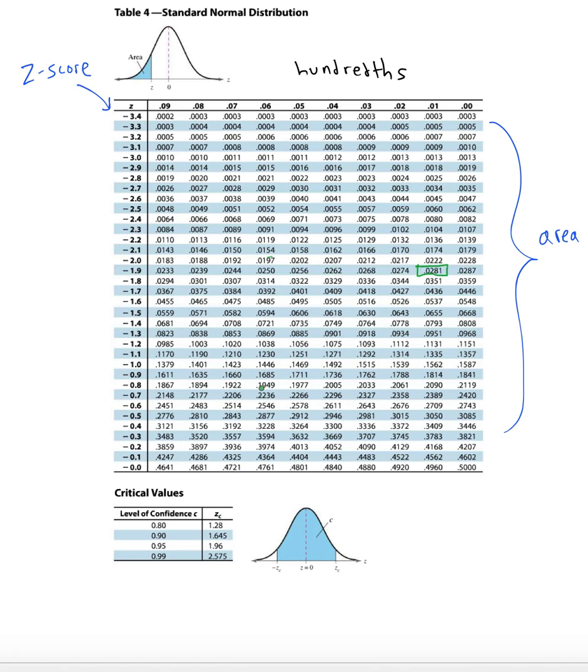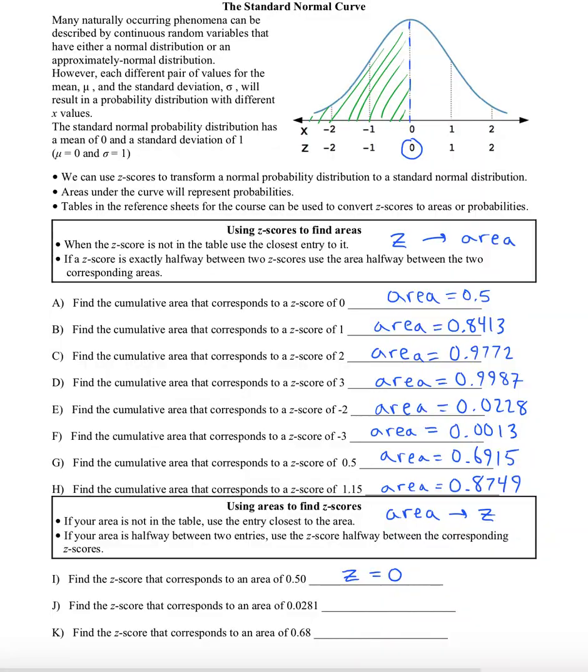0.0281. You got to see what row it's in. So negative 1.9. But you're not necessarily done yet because you got to find out what column it's in too. It's in the 0.01 column. So you got to add that 0.01 to your negative 1.9. You get the final answer, negative 1.91. That's the z-score of that area. So we'll write that in.